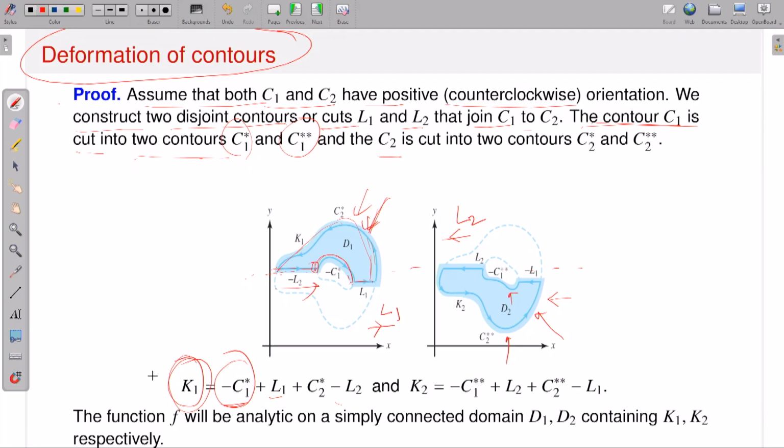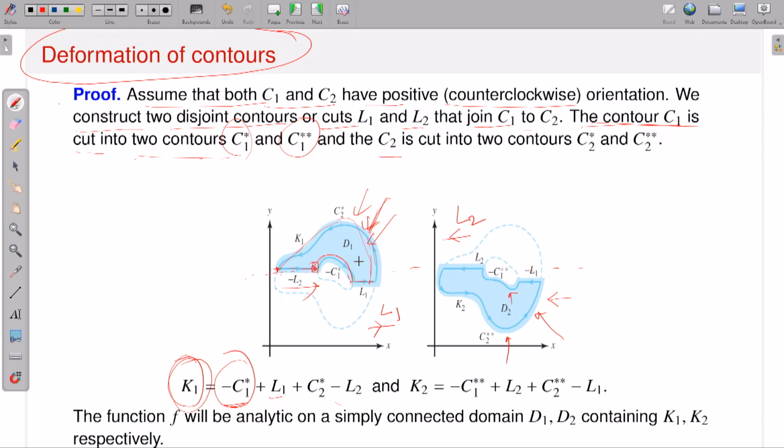So K1 is a simple closed contour starting from this point. First you take minus C1 star, reach here, then take L1, reach here, then take C2 star, reach here, and then take minus of L2, come back to the same point. Therefore this contour K1, which is a simple closed contour staying fully in the blue shaded region, which is simply connected with no hole, allows you to apply Cauchy's theorem, or the Cauchy-Goursat theorem, and the integration over K1 will be 0.